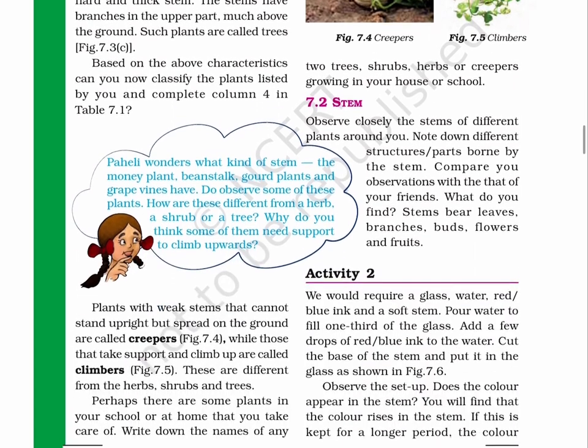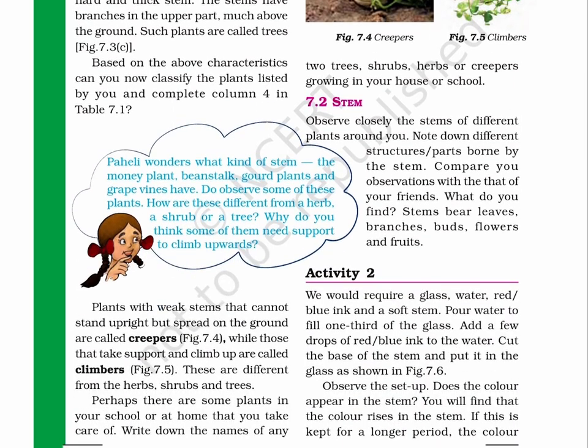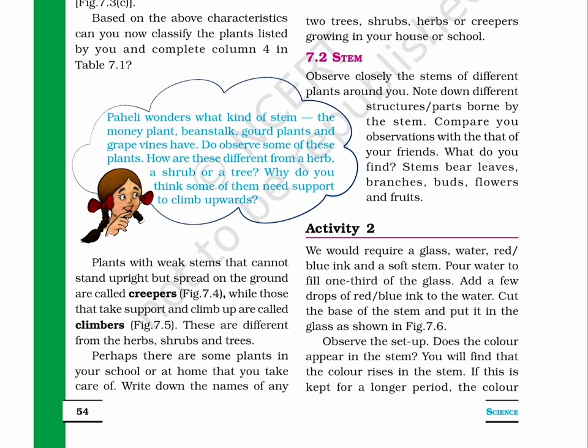Figure 7.3c. Based on the above characteristics, can you now classify the plants listed by you and complete column 4 in the table 7.1? Paheli wonders what kind of stem the money plant, beanstalk, gourd plants and grapevines have. Do observe some of these plants. How are these different from a herb, a shrub or a tree? Why do you think some of them need support to climb upwards?